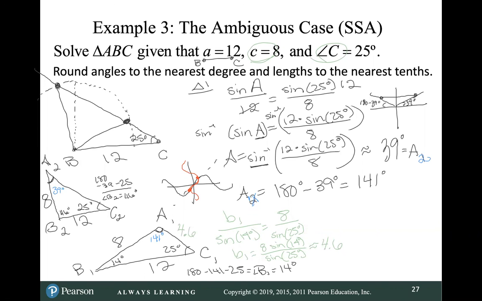Same thing, but now for B2. So we have B2 divided by sine of angle B2, which is 116, equals the same ratio for our C's. So B2 equals 8 times sine of 116 degrees divided by sine of 25 degrees. Into the calculator and round to the nearest tenths is 17.0.